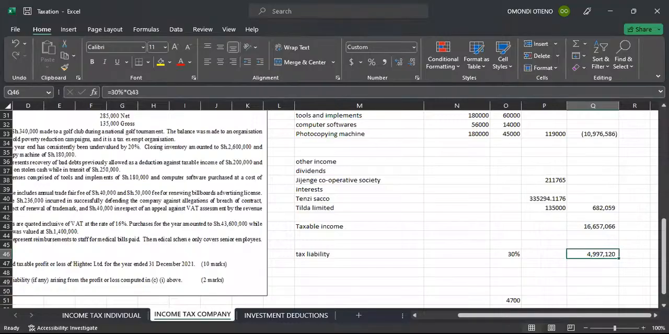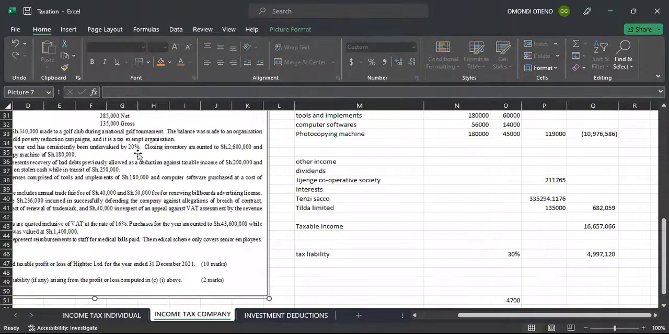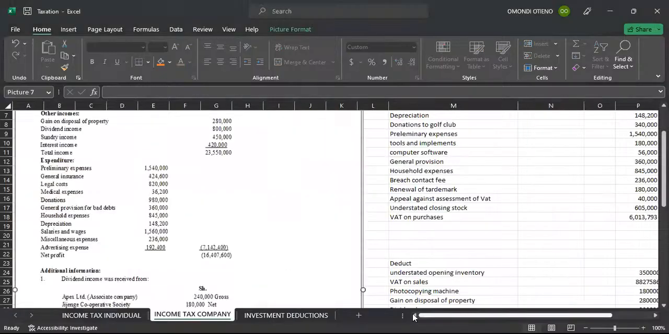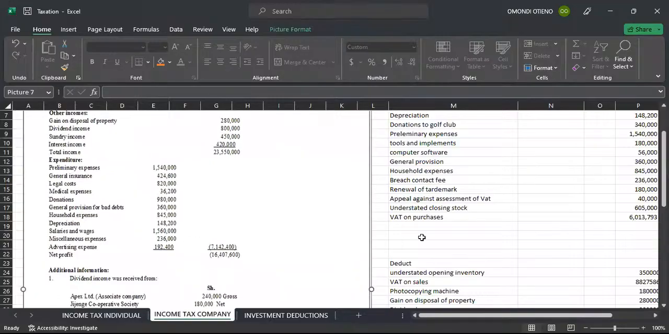How is it coming to positive? Now I have asked people to give me this answer here. The total or the gross profit that these people have here is 23,550,000. And these are the expenses that they have subtracted from this gross profit, which is having a total of 7,142,400. So 23,550,000 minus the expenses. Are you getting a negative or a positive value? The answer is 16,407,600. Is it a positive or a negative?